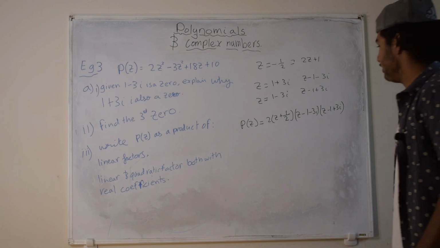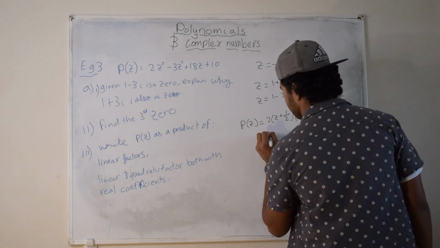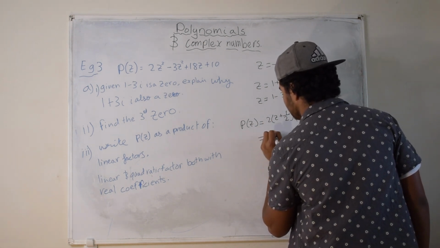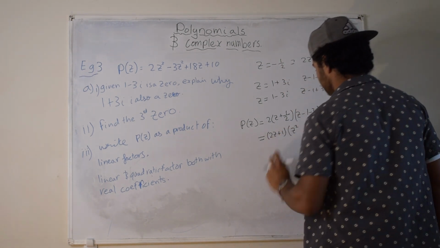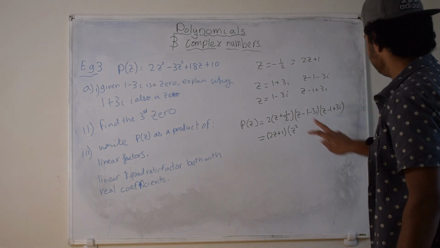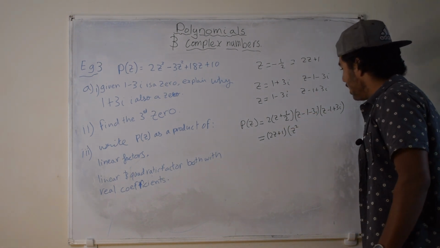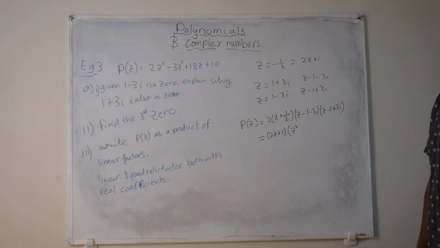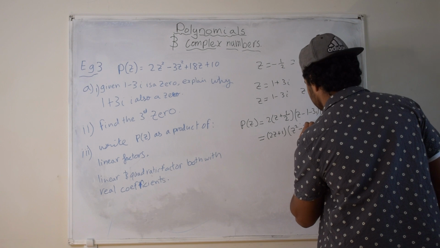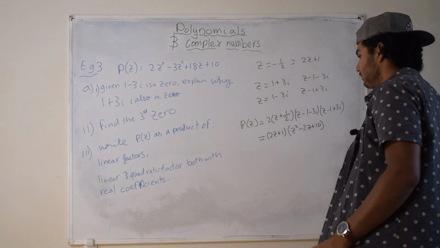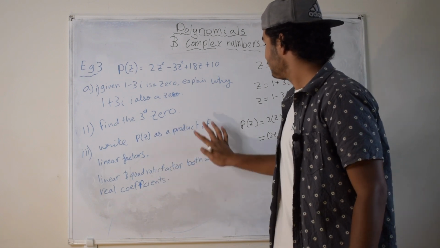Now we just do the quadratic one, linear and quadratic, so we can rewrite this as 2z plus 1 times z squared minus 2z plus 10. So that is your final answer for 3 right here.